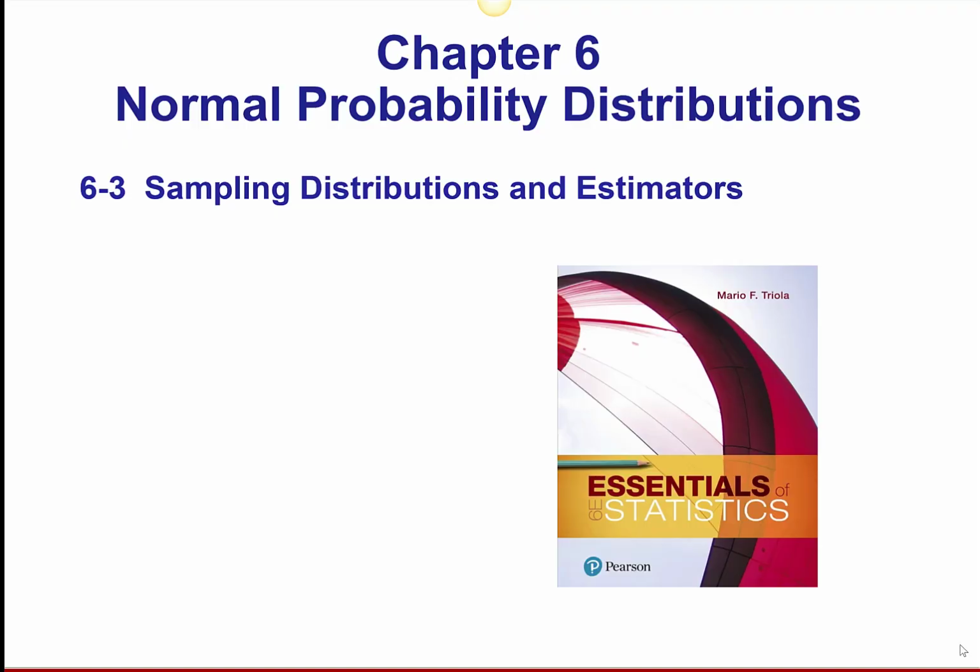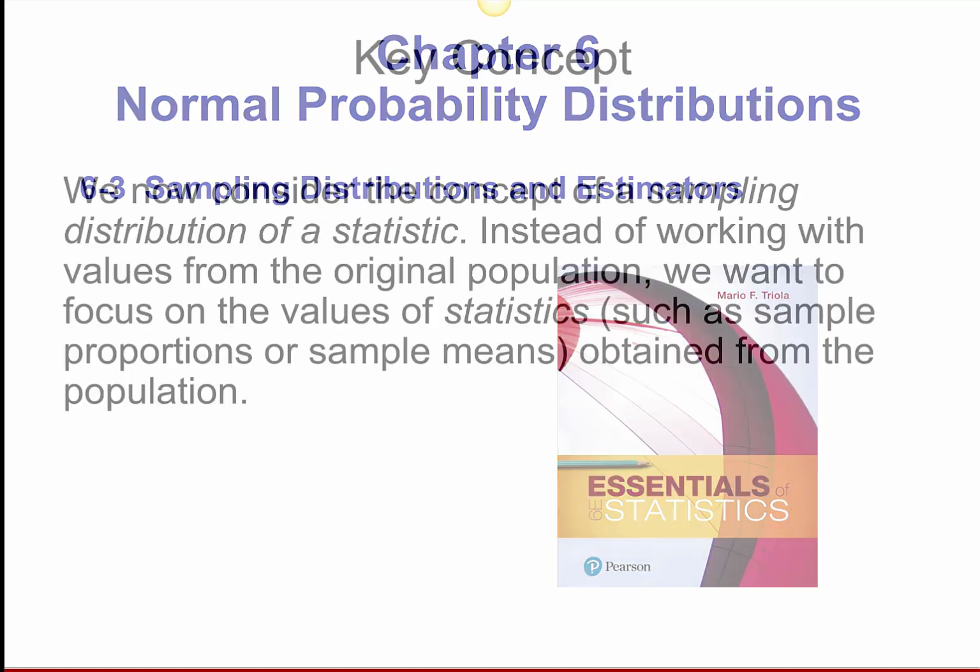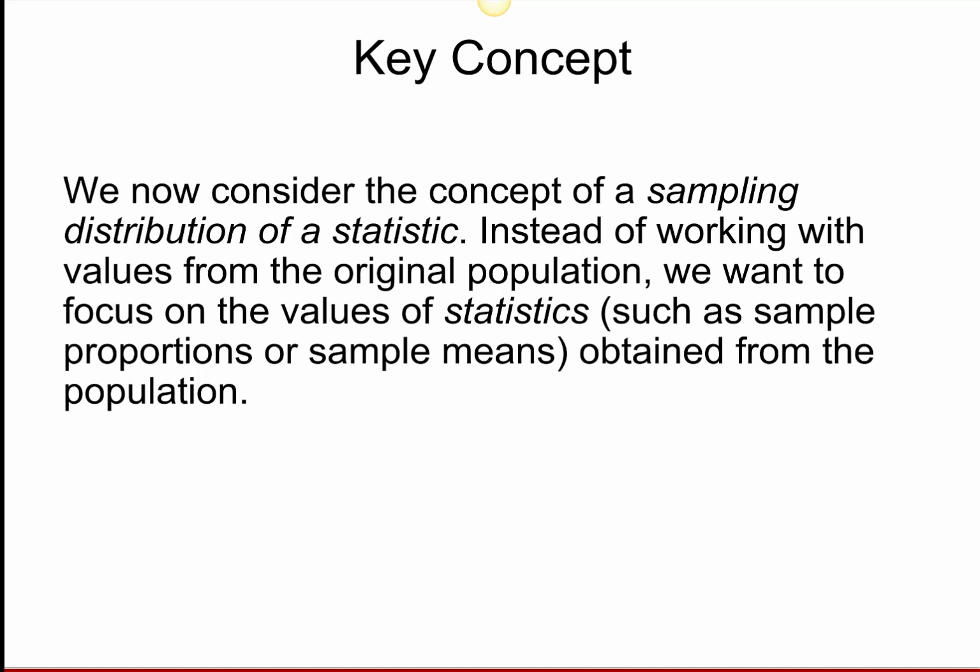Section 6.3, Sampling Distributions and Estimators. We're now going to consider the concept of a sampling distribution of a statistic. So instead of working with values from the original population, we're going to focus on values of statistics, things like sample proportions and sample means that we obtain from the population.